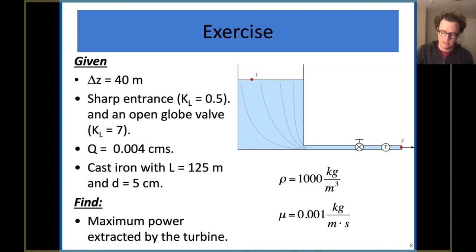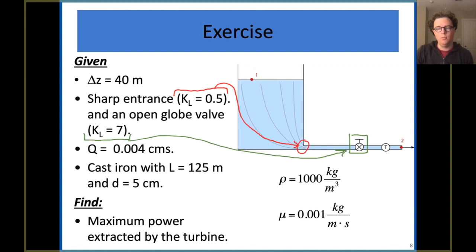Over at capital T is a turbine, and so the question here is, what's the most power we can pull out of the system? So just to be clear, this sharp entrance, that's making the water turn the corner to accelerate, and the globe valve shown in green. And so what we're after is the circled in purple turbine and how much power we can extract there.